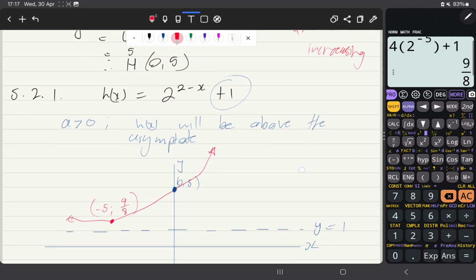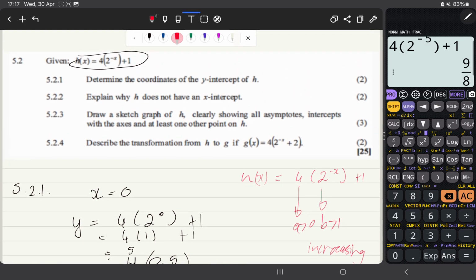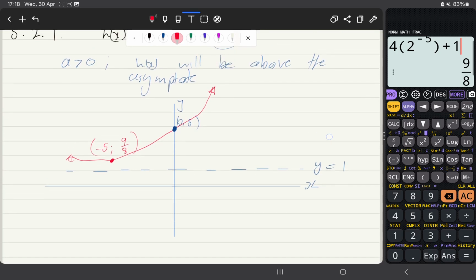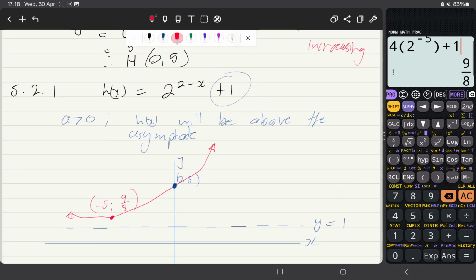Right, so let's see. The most important thing: this question is 3 marks. There will be 1 mark, I'm sure, for your asymptote, and there will also be a mark for your intercept, and at least 1 point. So that is good to go. Then you're done, right? Then you're done.